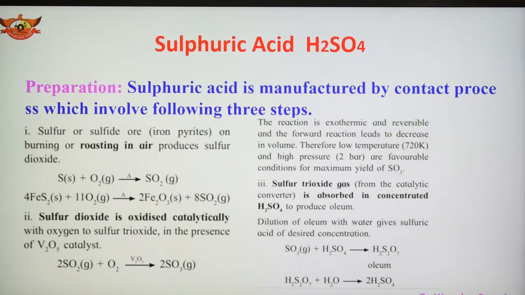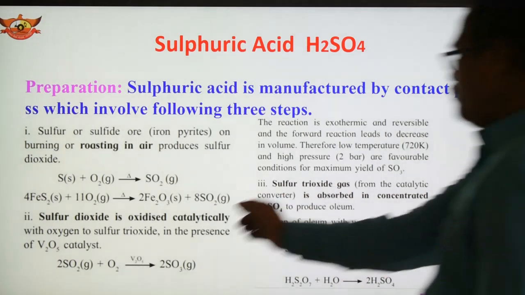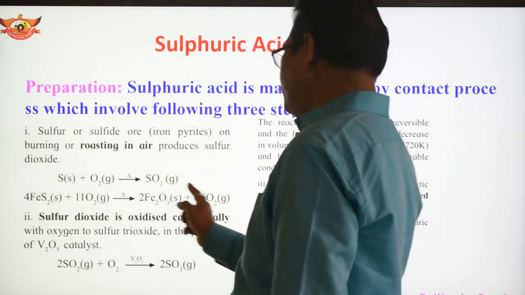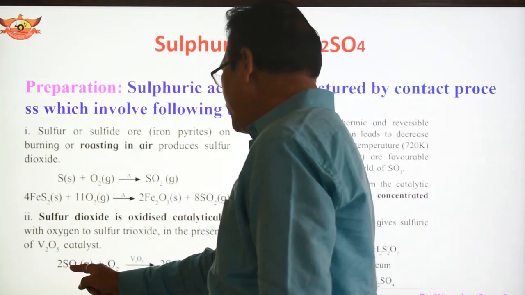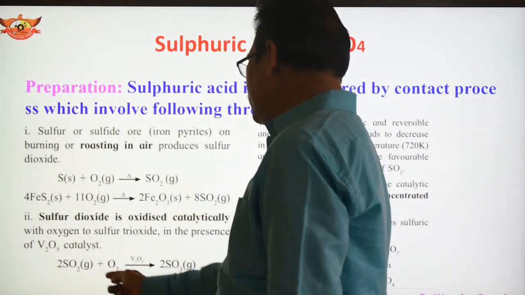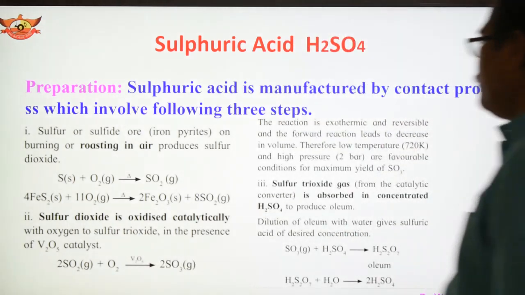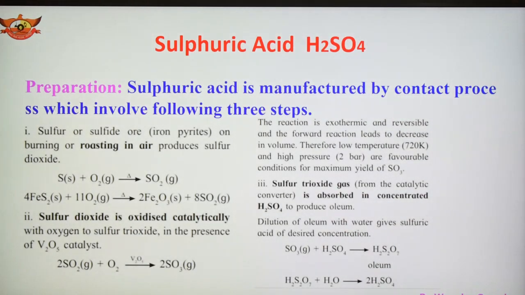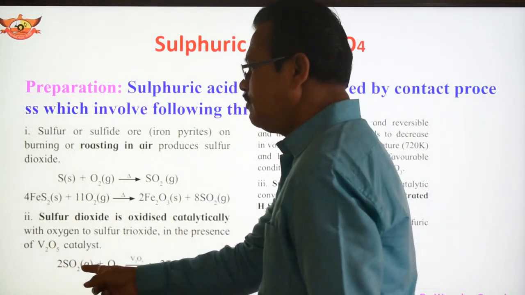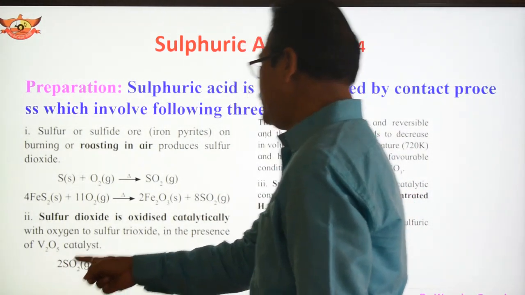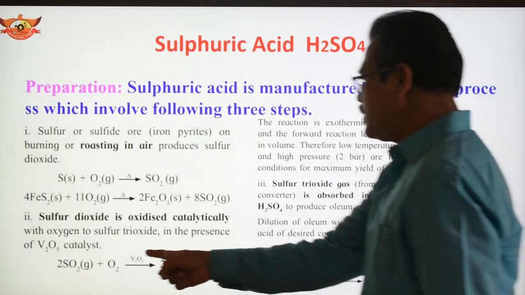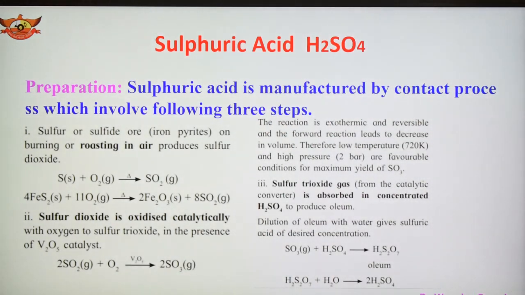So in step 1 we get sulfur dioxide from sulfur, and in the second step the sulfur dioxide obtained in the first step is oxidized catalytically in the presence of a catalyst. Here in the second step the catalyst is vanadium pentoxide. The SO2 obtained in the first step reacts with oxygen in the presence of vanadium pentoxide, forming sulfur trioxide. This is the well-known reaction in which sulfur dioxide is converted to sulfur trioxide in the presence of the catalyst vanadium pentoxide.